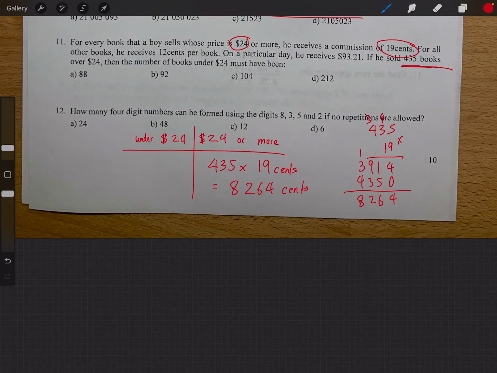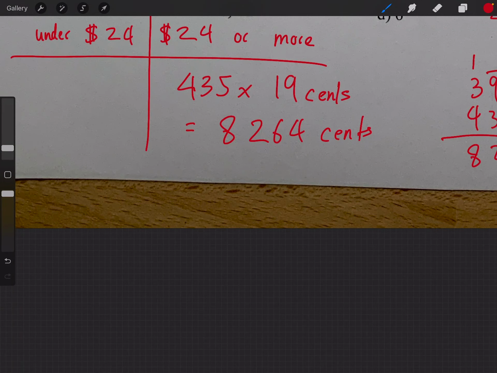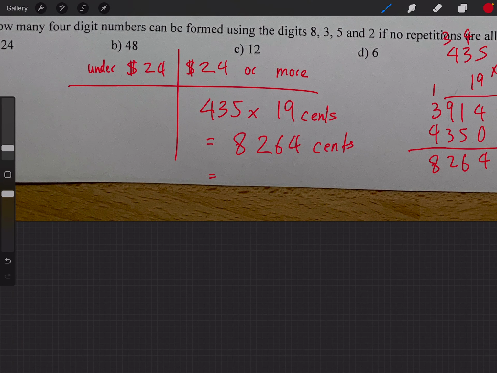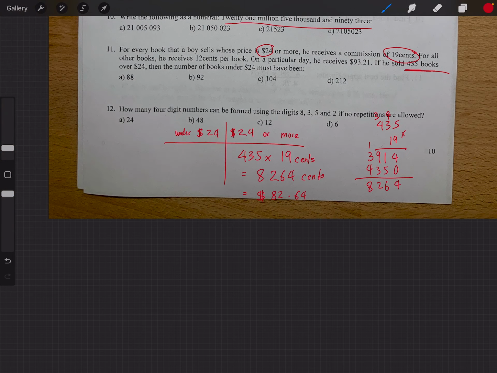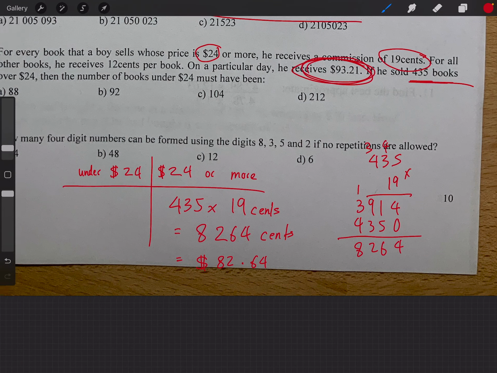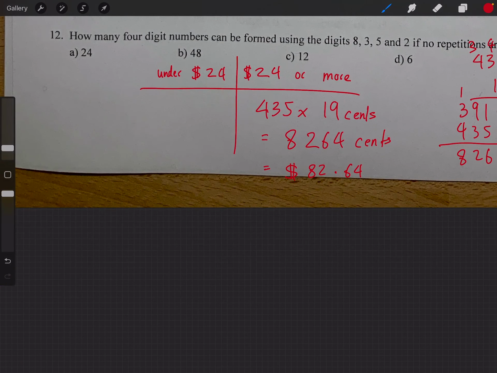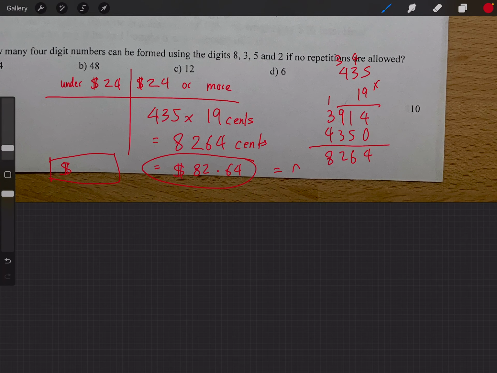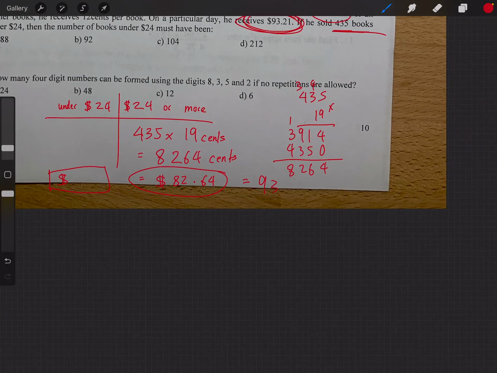Right. Now let's change it into dollars. So we divide it by 100, we get $82.64. Now we know that he made a total, what does it say here? He made a total of $93.21. So whatever he sold for under $24, this amount plus the $82.64 will give you a total of $93.21.